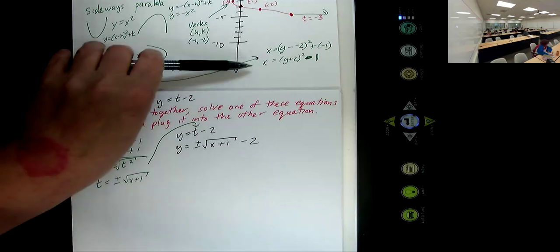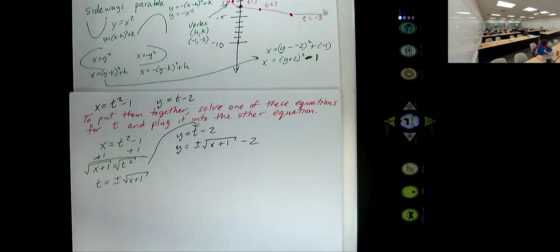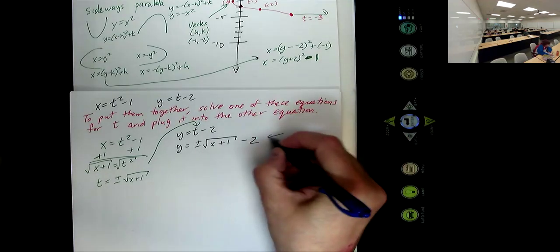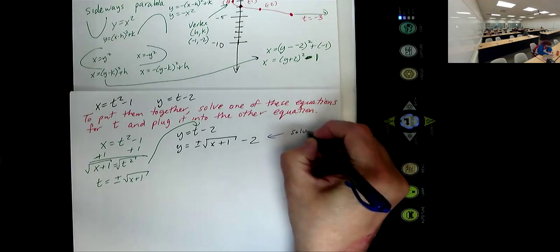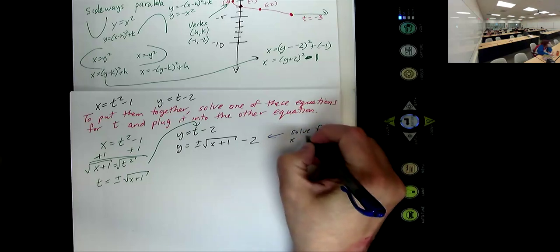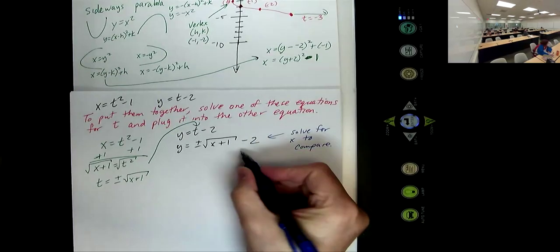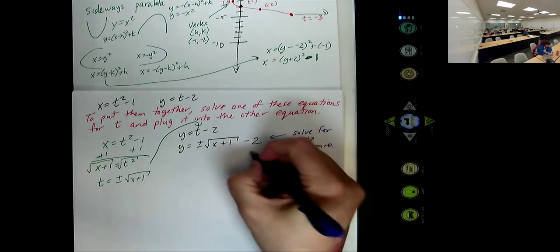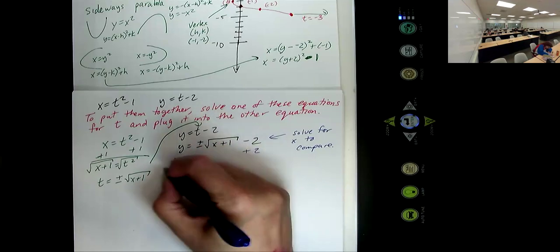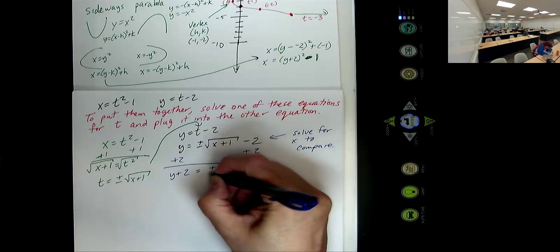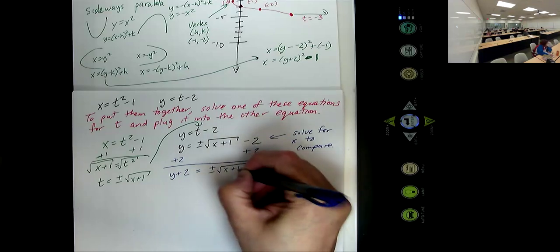I have this one solved for x and this one solved for y. Let's manipulate this one, do some algebra. Practice those algebra skills some of you are rusty on. If I want to try to make these look the same, I need to solve for x here, to compare. So I'm trying to get x alone. I'm going to add 2 to both sides. I get y plus 2 equals plus or minus the square root of x plus 1.